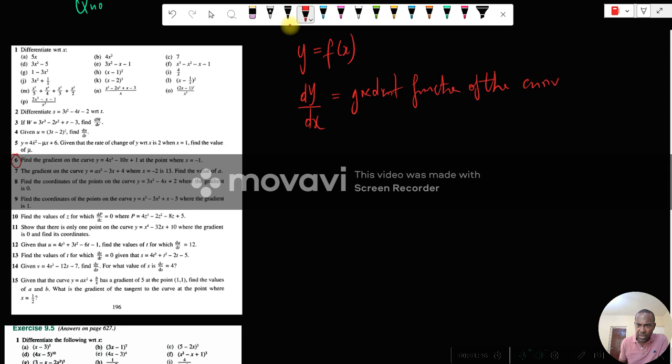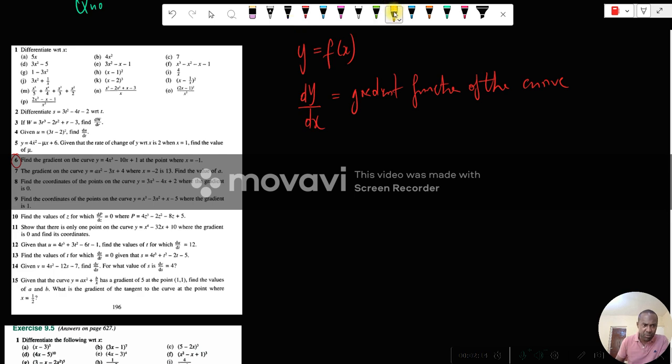So what dy by dx allows you to do is to find the gradient of the curve at a particular point. So when you find dy by dx for any particular curve, essentially what you're doing is finding what is called the gradient function. And if you want to find the gradient of the curve at any particular point, you simply substitute the x-coordinate of that point into the gradient function, and it will actually give you the gradient of the curve at that particular point.